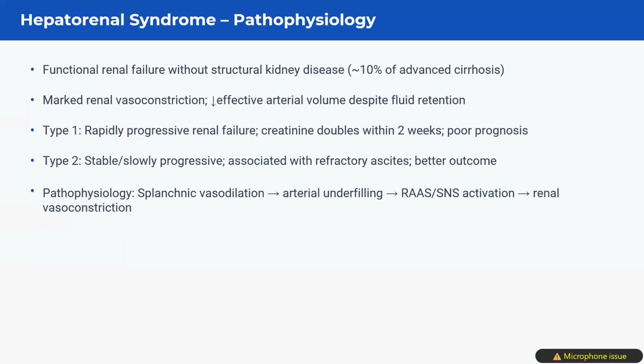Hepatorenal syndrome. If hepatic encephalopathy represents the brain's surrender, the hepatorenal syndrome marks the kidney's silent collapse in relation to this. It's a functional renal failure without structural damage. So the kidney in this case is collateral damage in about 10% of patients with advanced cirrhosis. The kidney fails not because it's diseased, but because it's been cut off from circulation. This is not intrinsic renal disease.